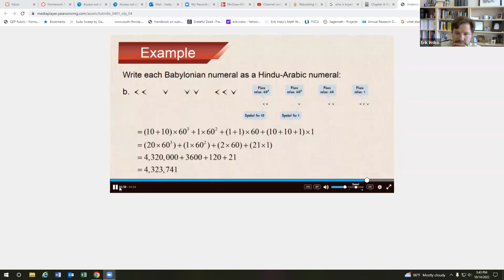Multiplying gives us 4,320,000 plus 3,600 plus 120 plus 21. Adding, we have 4,323,741. This sum indicates that the given Babylonian numeral is 4,323,741 when written as a Hindu-Arabic numeral.